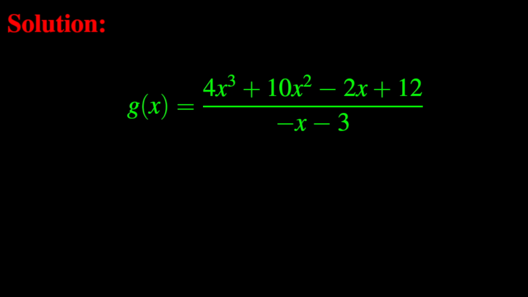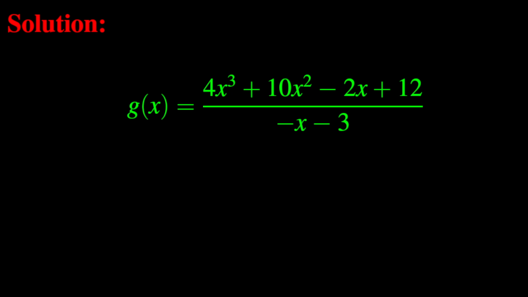It is clear that g of x is a rational function. Moreover, we know from a classical theorem that all rational functions are continuous in their domains of definition. Therefore, the function g of x is continuous in its domain of definition. Consequently, the function g of x is continuous at all points except points where the denominator is equal to 0.